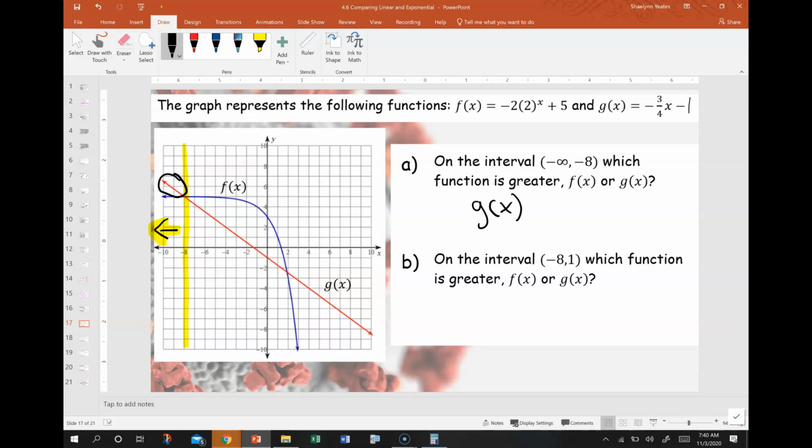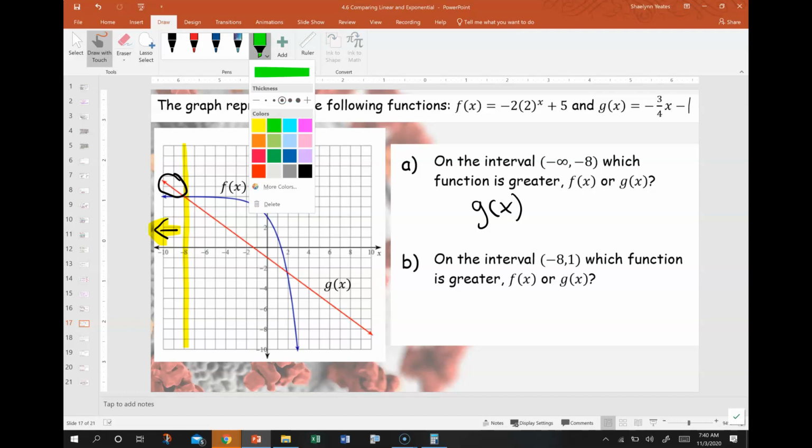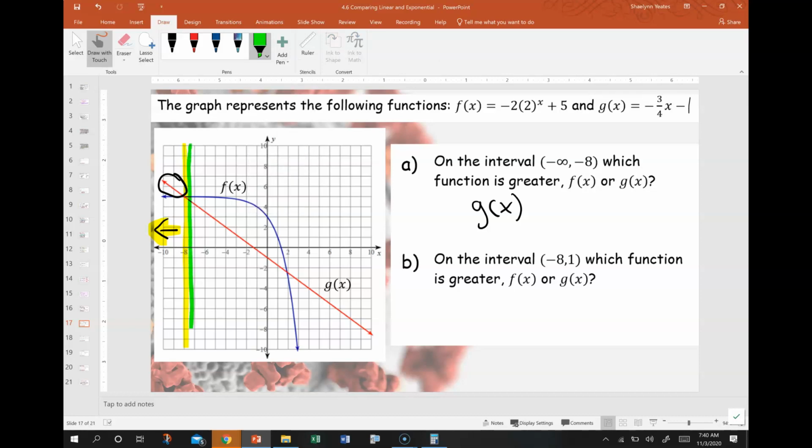Okay? And then down here it says on the interval from -8 to 1, so that means between -8, right here, where they intersect, and then they went to 1 instead of where they intersect again. They just went to here. Which one's the taller line? The blue line or the red line? The blue line. And the blue line is f of x. So we're going to say f of x was greater in that time. Okay?